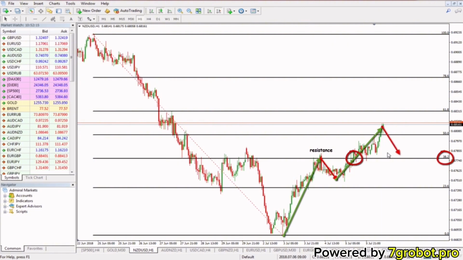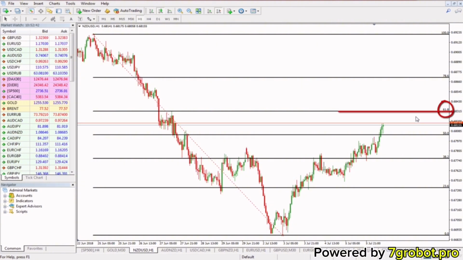So what do you mean? Is this level now support for us? Should we go into buy if price sells to that level? Absolutely not. Forget about that level. It does not have any meaning for us, as the levels 23.6 and 50, because they are also broken. The first level that has some significance for us is level 61.8.